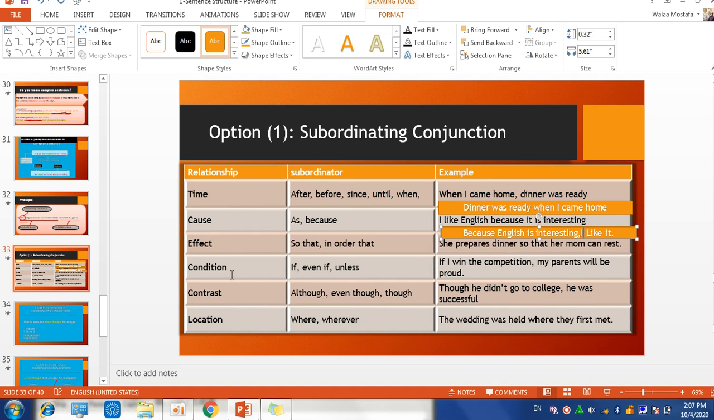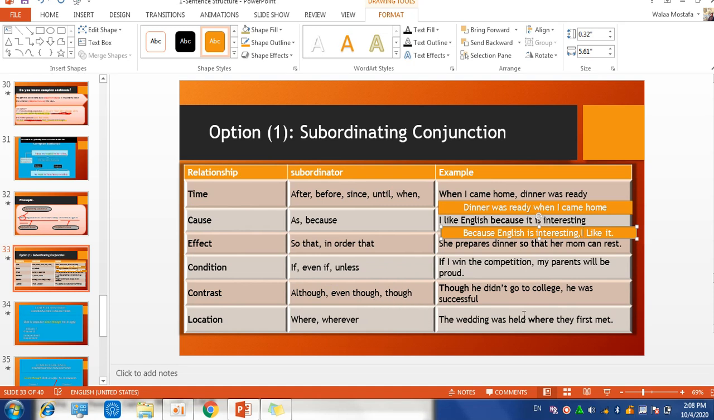Let's go to the condition. If, even if, unless. If I win the competition, my parents will be proud. Of course, you know that if conditions have many types. This is one of them. Can I switch? Yes, I can. My parents will be proud if I win the competition. It makes sense.